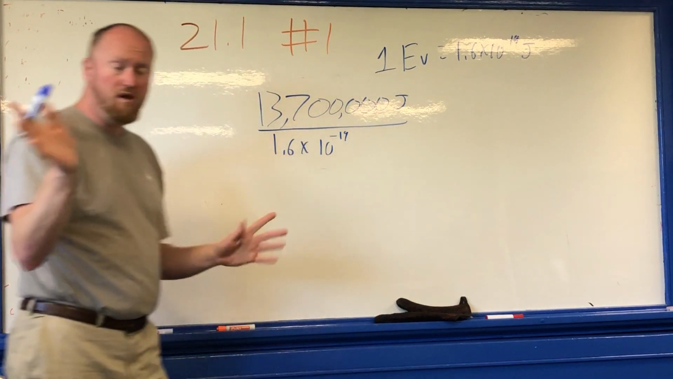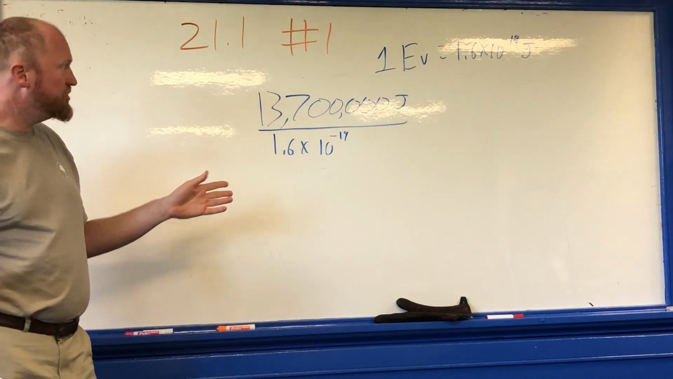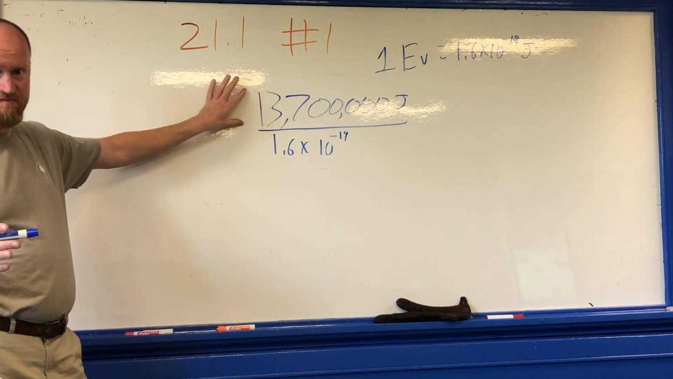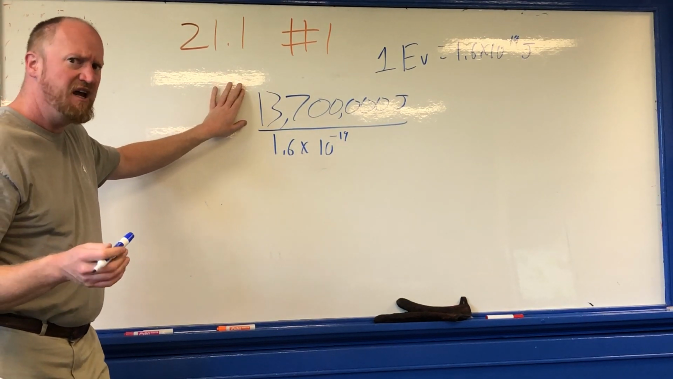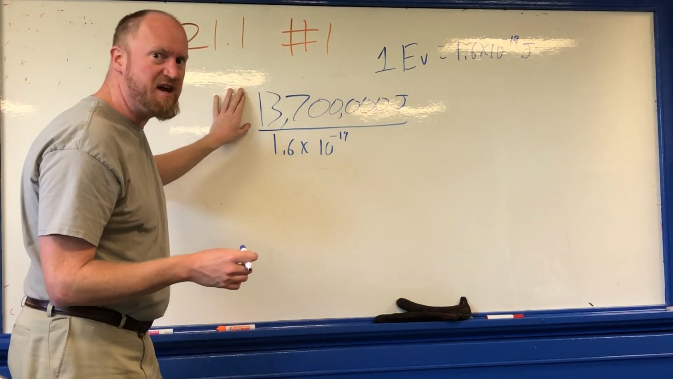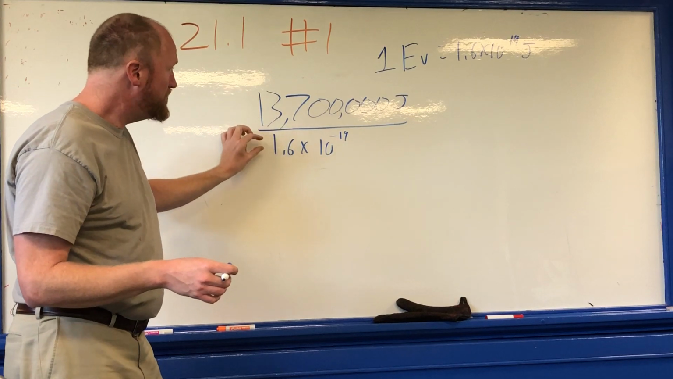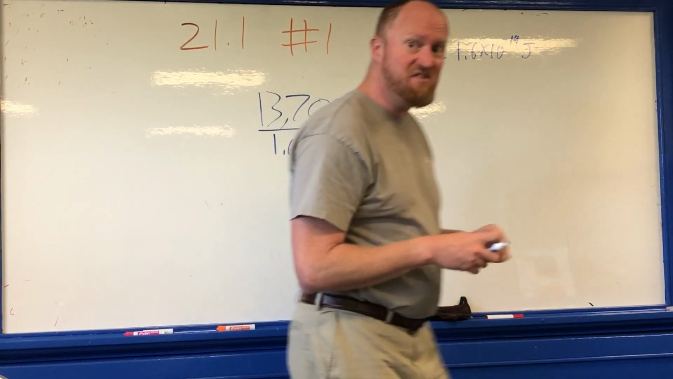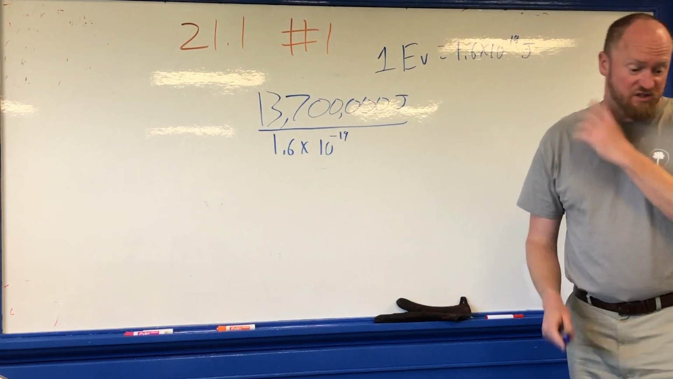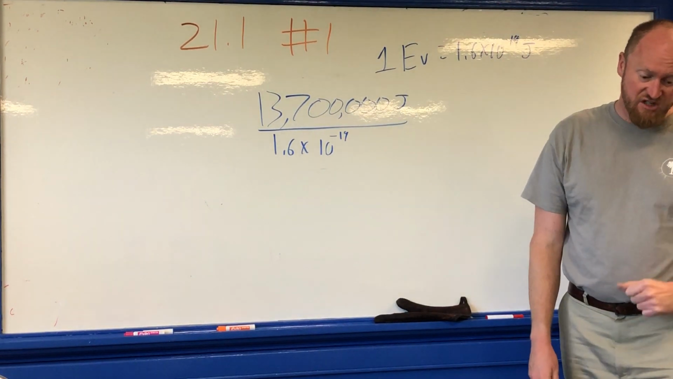Now, I could do this long ways, but there'd be a lot of zeros and a lot of opportunities to make a mistake. But I could also do it in scientific notation. This is a classic example of why you want to use scientific notation. It's going to make it a lot simpler.